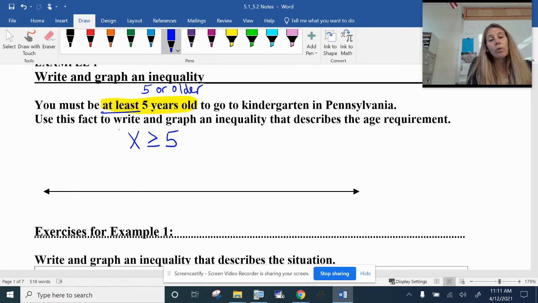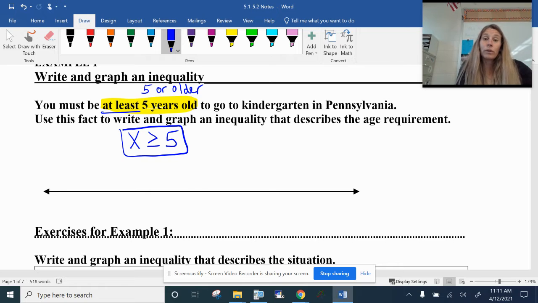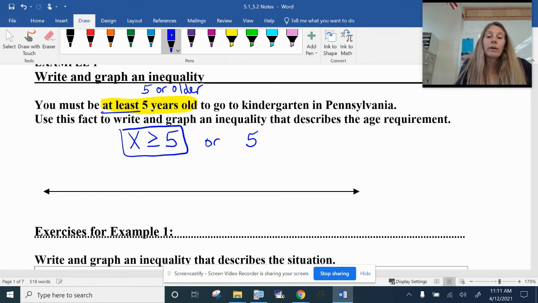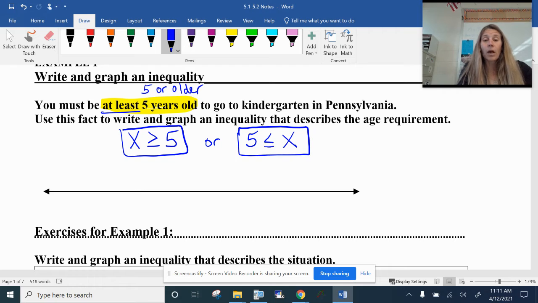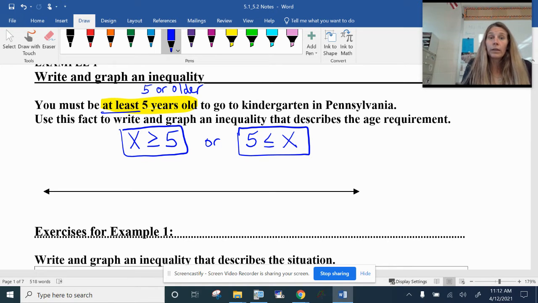So this is what our inequality would look like. Now this is how we would write it with the variable on the left-hand side. However, it could also be rewritten to have the variable on the right-hand side. Now notice in both of these options, the inequality sign is opening up towards the x, and the little arrow point of the inequality sign is sort of pointing towards the 5. So these are equivalent inequalities here.